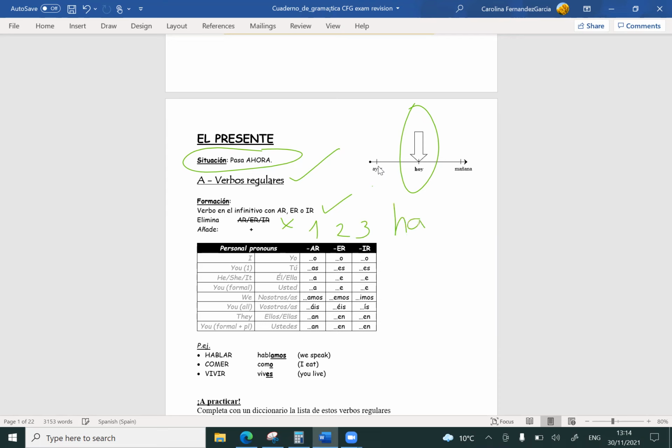So let's imagine I have the verb hablar, to speak. I get rid of that AR, and because it's from the first group, if I want to say I speak, I just add the O. Hablo, which on its own means nothing. I have to add an ending. Hablo, I speak. You speak, hablas. He or she speaks, habla, and so on. So any verb that is regular would follow this pattern.